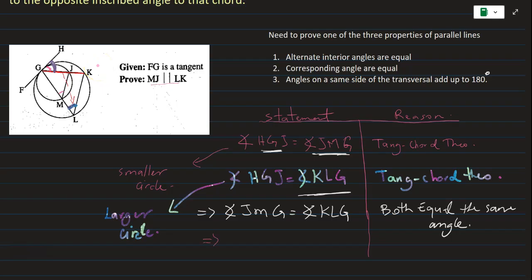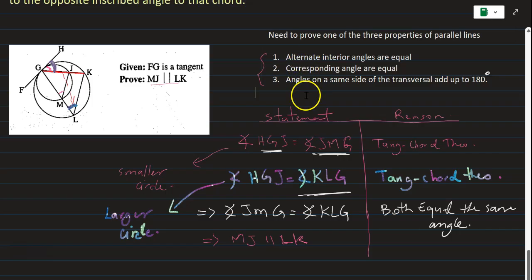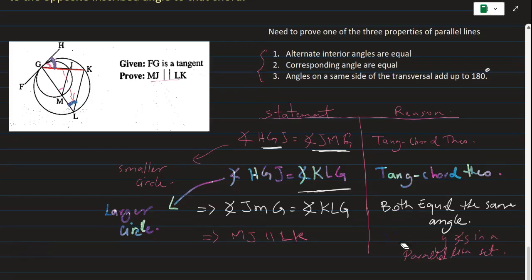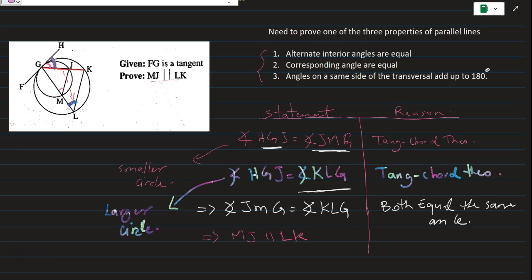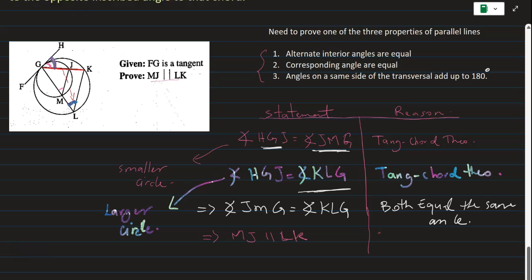So now we can say, therefore, MJ is parallel to LK, and now we're going to use one of these three. Which of these three matches this specific property for parallel lines? These two angles we call corresponding angles, which is property number 2. So they are corresponding angles. Let me write that: corresponding angles in parallel lines.